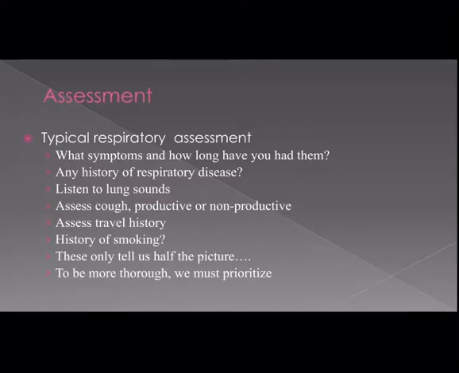These only tell half the picture. To be more thorough, we must prioritize. When looking at the assessment of patients that may or may not have COVID-19, it is imperative to get a good history of their symptoms, not just how long they have them, but where they have been in the last 2 to 3 weeks. Travel history is important, but it is second to knowing how long symptoms have been present. A person may have traveled around the world in the last week, but if their symptoms have been present for 2 months, they can quickly and easily be ruled out.